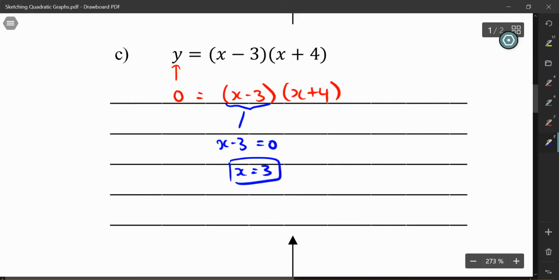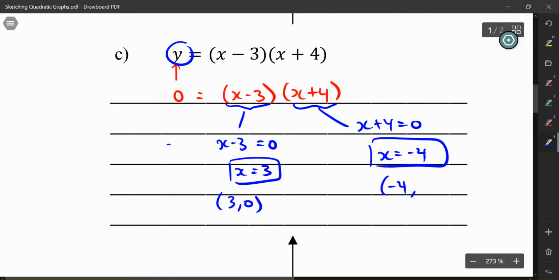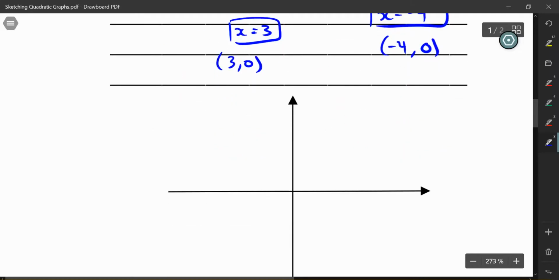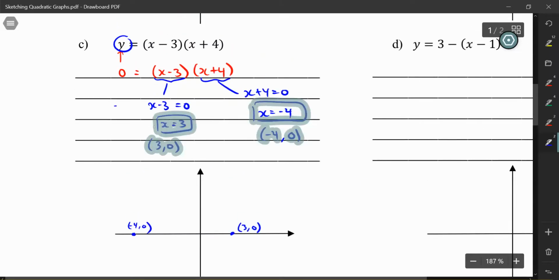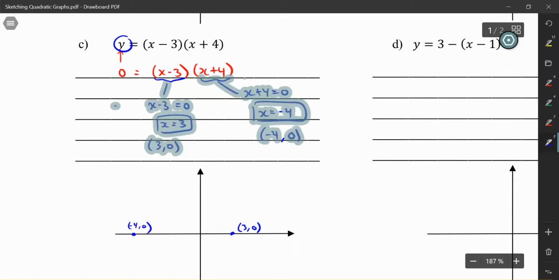Yeah? And that just tells me when x is 3, y is 0. That's y. Don't forget that. I said y equals 0. So that's my first coordinate, an x-intercept. And the other one, maybe x plus 4 was meant to equal 0, and you minus 4 on both sides, and then x becomes negative 4. So what does that tell me? When x is negative 4, y is 0. So if you sketch that, you just put in the points here. Say 3, 0. That's my x-intercept. The other one was negative 4, 0. Okay? But I still need three things. Remember, I need the turning point, the y-intercept, and the x-intercepts, right?